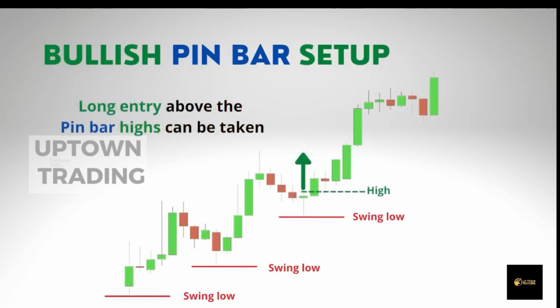So in this case, we can enter a trade straight after the pin bar has finished forming, or we could use additional confirmations. A confirmation type of entry is where we are looking for the price to break higher and above the pin bar high. And when we see the price breaking above the pin bar high, we can enter long.